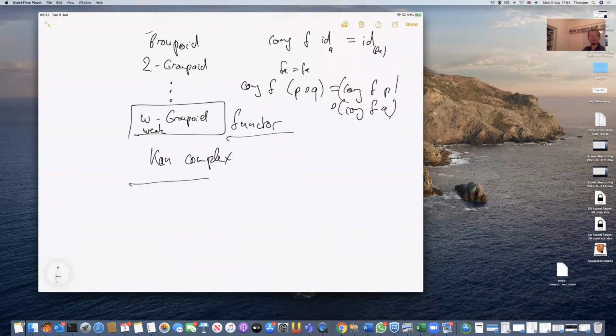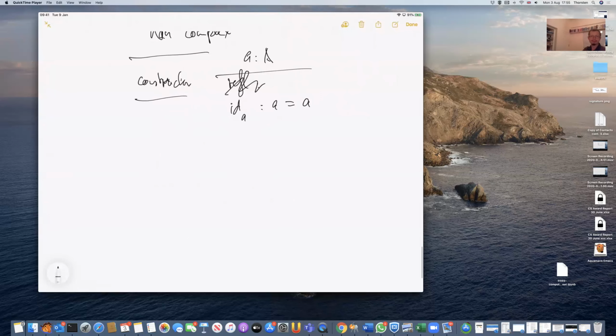So we say, for instance, equality has something like a constructor. It's not really a constructor, but let's say so: reflexivity. If a is an element of A, then refl of a proves that a is equal to a. Okay. And now elimination.